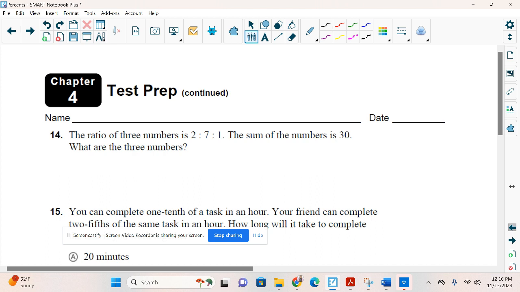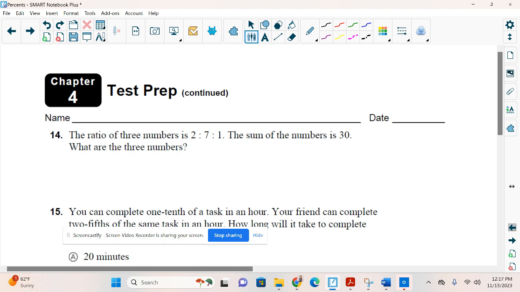All right, number 14 on chapter 4. Now we're talking about ratios. We're not talking about percents, just going back to regular ratios. It says the ratio of three numbers is 2 to 7 to 1. The sum of those numbers has to equal 30. What are those three magic numbers?